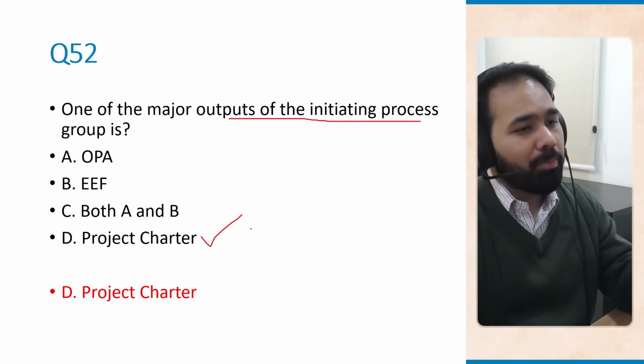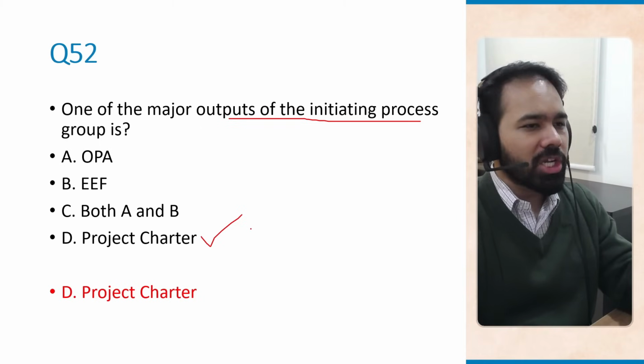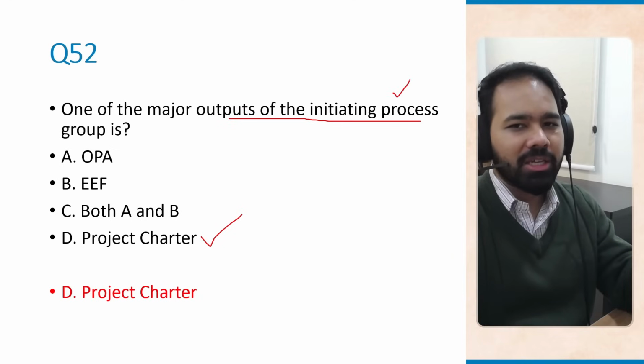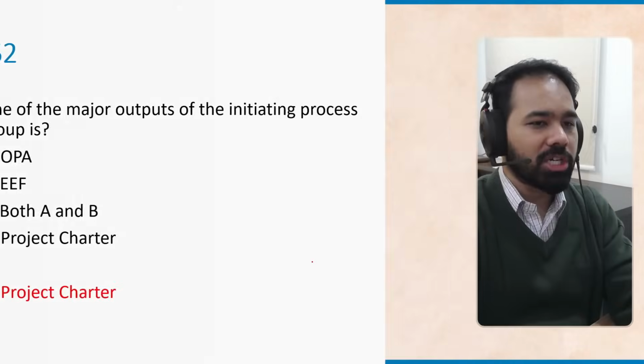When we talk about the planning process group, the major output there is the project management plan. So in initiating, the answer will be project charter. If the question was the major output for the planning process group, the answer would be the project management plan.